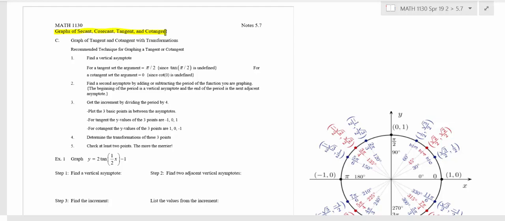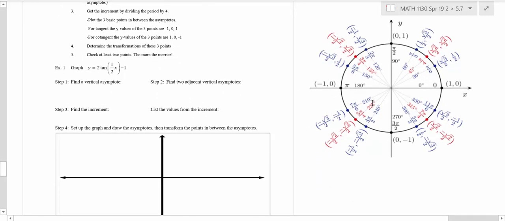Okay, it's a little bit different approach on a tangent or cotangent. So I've outlined the strategies that I like to teach, and we'll be going through this as we do this. First of all, on this particular graph, we're doing a tangent, and you've got a 2 and a half and a -1, so there are several things going on in the problem. The way I like to start is to find the period and then find a vertical asymptote on this graph. So let's start by doing the vertical asymptote.